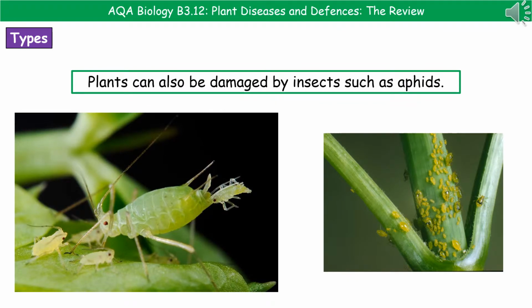The final type of problem our plants can have is as a result of insect damage. And the insect you need to know about on AQA is the good old aphid. So I've given you a lovely zoomed in close up of it in the bottom left there, and what it looks like when you just look at the plant from a distance. And as you can see, these little aphids can absolutely cover plants, and as a result of their presence they can do an awful lot of damage to them.